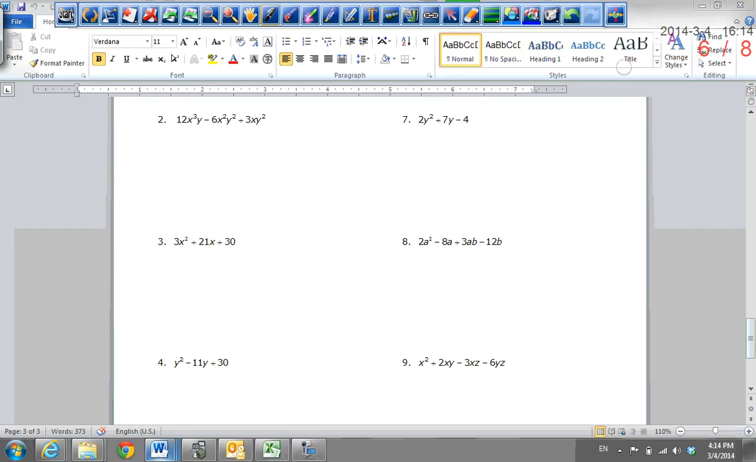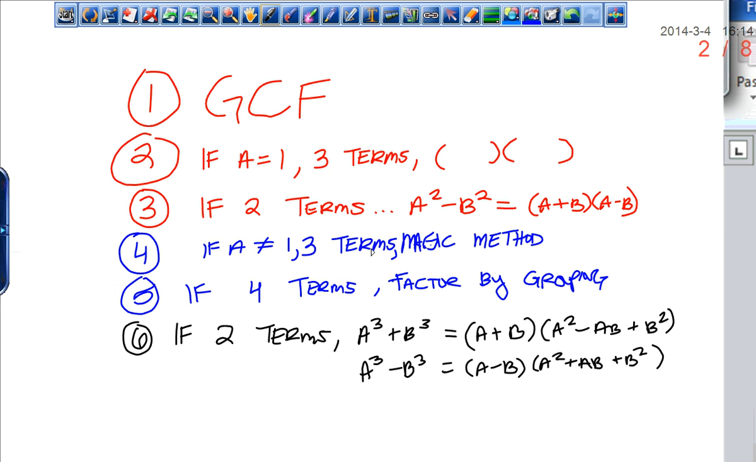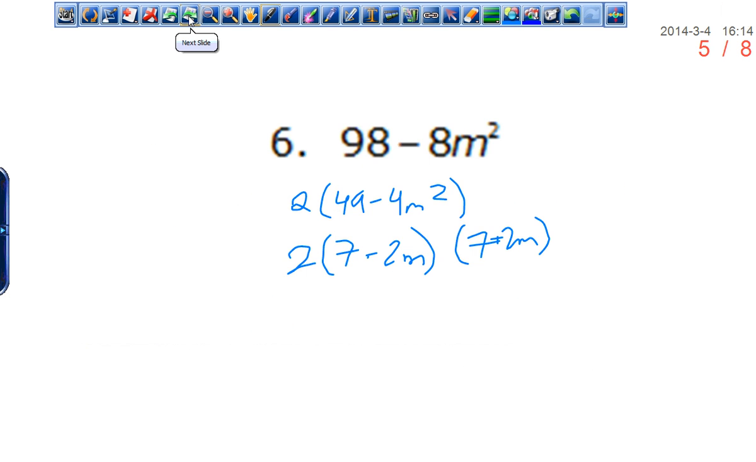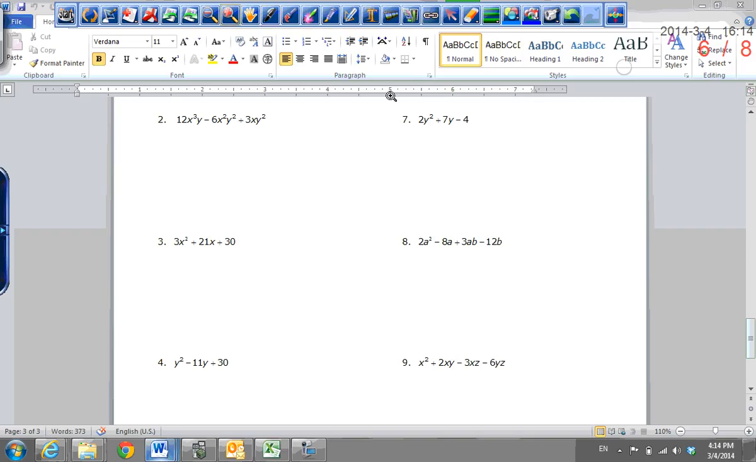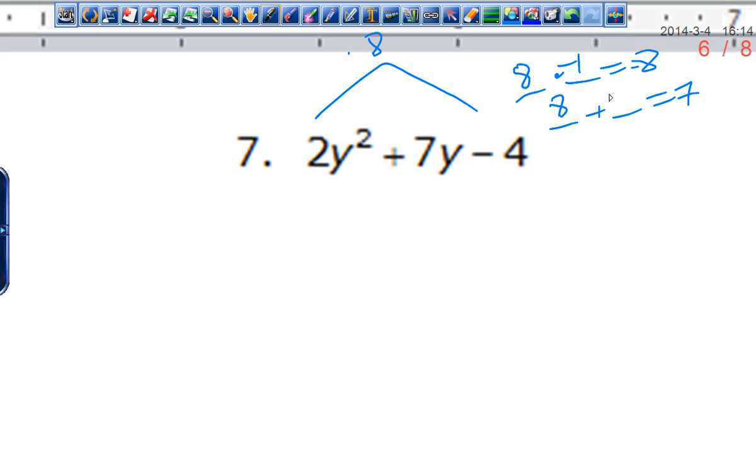Number 7 is the long method, the magic method. If a is not 1, and we have three terms, we're going to do the magic method. So here's how the magic method works. I've taught other methods in the past, but I like the magic method the most right now. I don't know why, but I do. First step, the magic method says take 2 times negative 4, get negative 8. Then what times what makes negative 8, but also adds up to 7y? So it's kind of the same thing as the first part. We know it's 8 and negative 1, because it's got to multiply to make negative 8. So that was step 1.